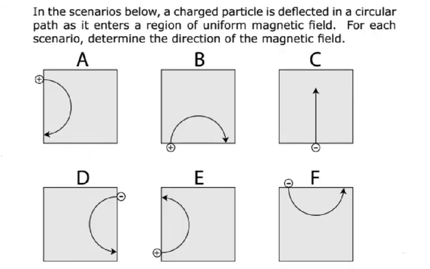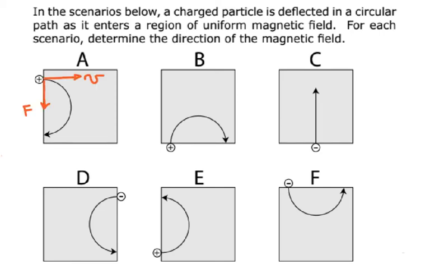Here is another question that they ask you, and they say in the scenarios below, the charged particle is deflected in a circular path as it enters a region of uniform magnetic field. For each scenario, determine the direction of the magnetic field. My next video, number 3 for magnetism, I'm going to do all right-hand rules. So if you do not understand right-hand rules or are still confused about it, the next video is the best one to watch. And then you can come back to look at this question one more time when you understand it better.